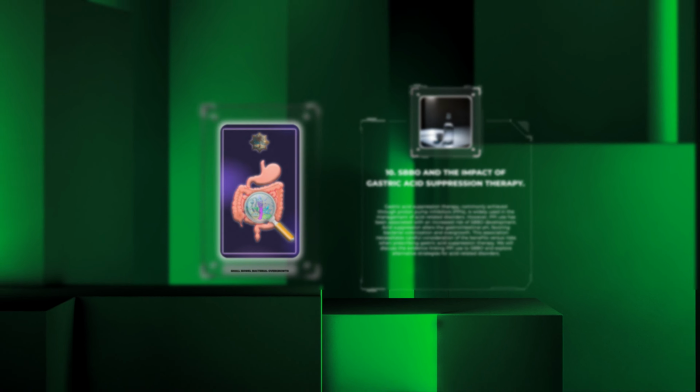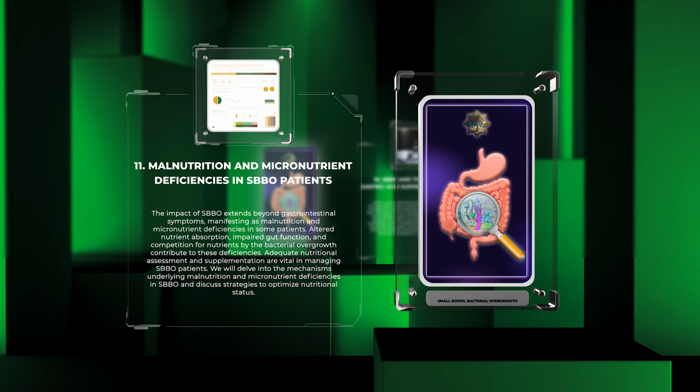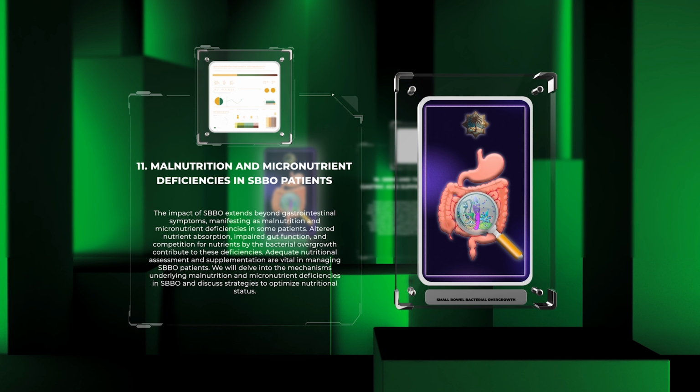The impact of SIBO extends beyond gastrointestinal symptoms, manifesting as malnutrition and micronutrient deficiencies in some patients. Altered nutrient absorption, impaired gut function, and competition for nutrients by the bacterial overgrowth contribute to these deficiencies. Adequate nutritional assessment and supplementation are vital in managing SIBO patients. We will delve into the mechanisms underlying malnutrition and micronutrient deficiencies in SIBO and discuss strategies to optimize nutritional status.